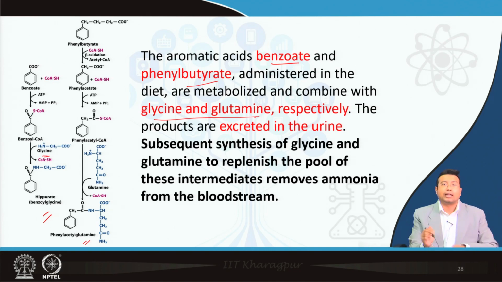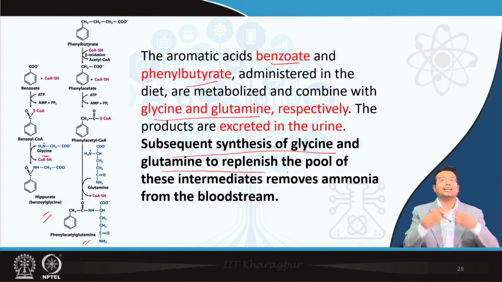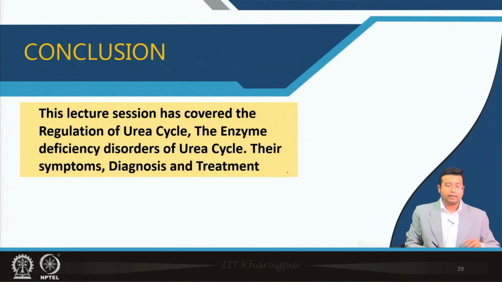So, a very important line: subsequent synthesis of glycine and glutamine to replenish the body pool of these compounds actually removes ammonia from the bloodstream. So, we are actually indirectly removing ammonia by depleting their source. The molecules which are actually produced from ammonia are removed. So, more and more ammonia will be utilized in order to produce these compounds. So, thus hyperammonemia will be treated.